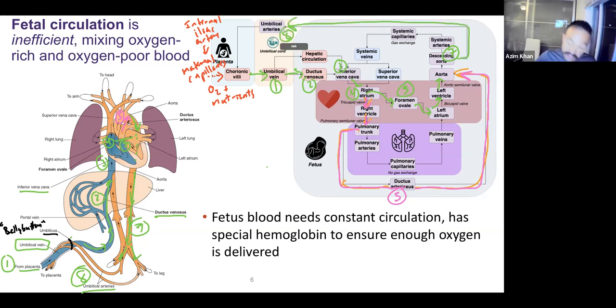And the umbilical arteries exit out that umbilical cord. Umbilical cord means umbilical vein and 2 umbilical arteries, so 3 blood vessels. So we exit out back to the placenta, back to the chorionic villi, and exchange gases, wastes, and nutrients.